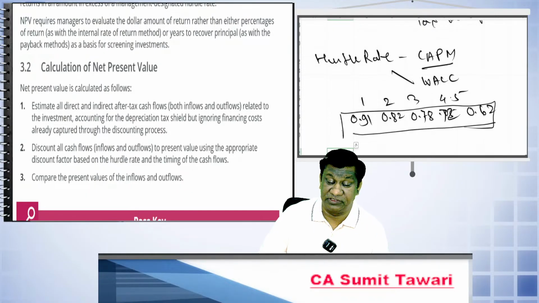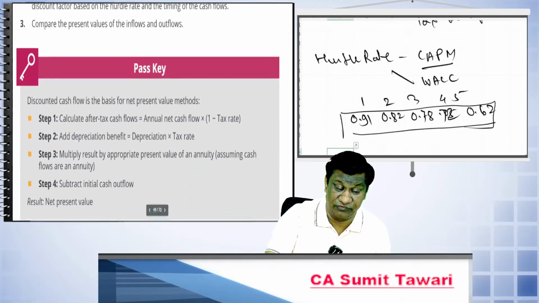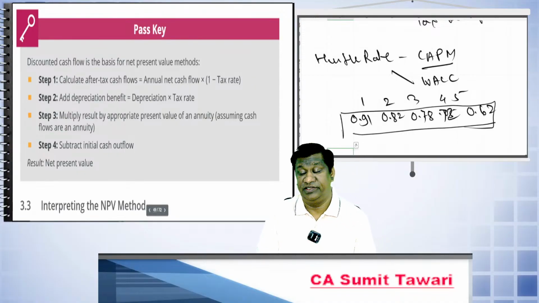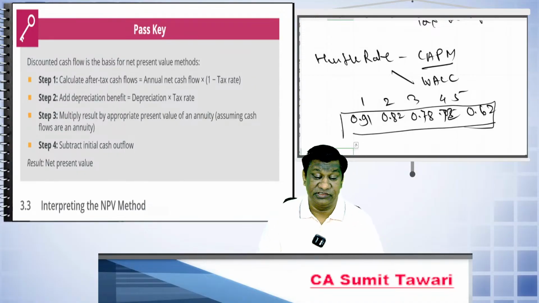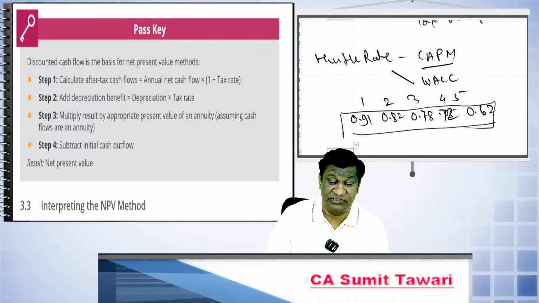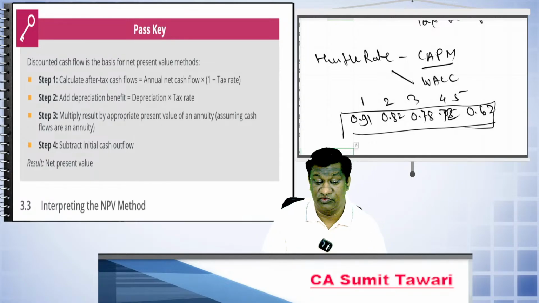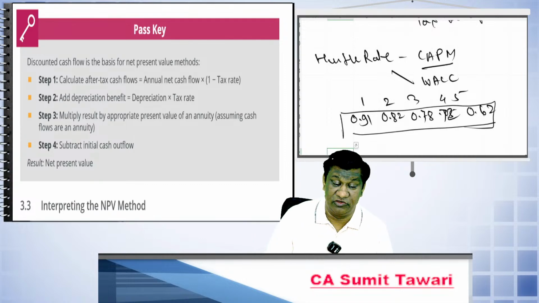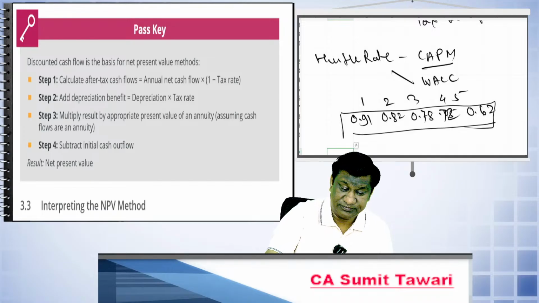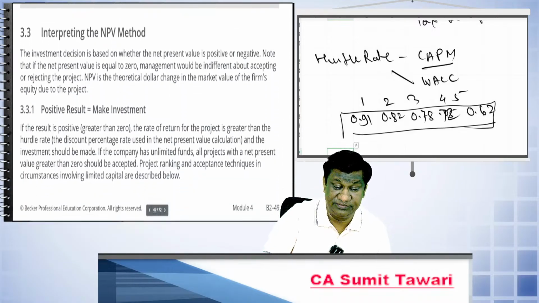And then compare the present value of inflow and outflow. Whatever the difference between the present value of inflow and outflow is, that is basically the net present value. Then discounted cash flow is the basis for the net present value method. So calculate after-tax cash flow: annual net cash flow multiplied by 1 minus tax rate. Then you need to add the tax shield on the depreciation, multiply the result by the appropriate present value of an annuity factor, assuming the cash flow is an annuity, and subtract the initial cash outflow. Any issue with this?